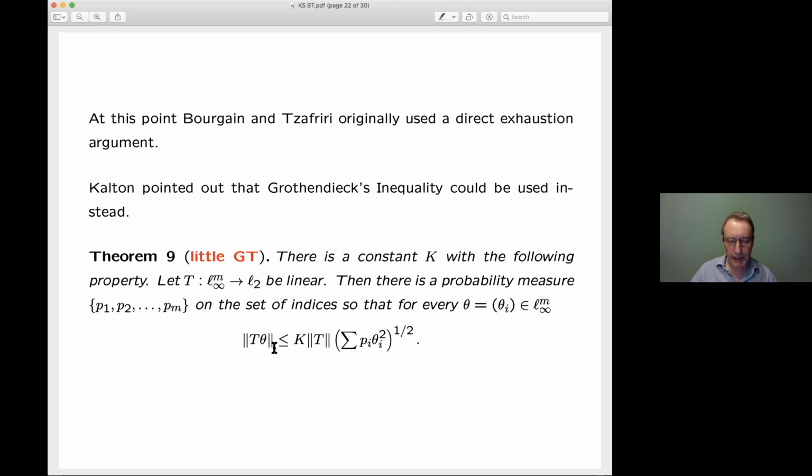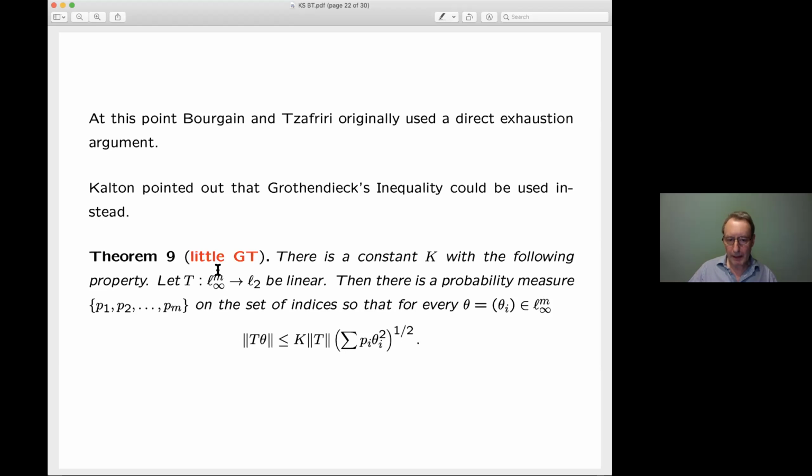Perhaps I should have written that for clarity, but it's clear from the context. The L2 norm of this image is at most this constant times the norm of T. Obviously, the whole thing is scale invariant. If you scale up T, everything else has to scale up. And then times something that looks like an L2 norm.